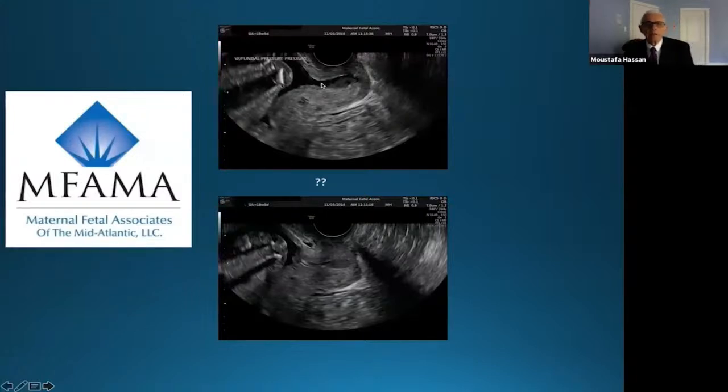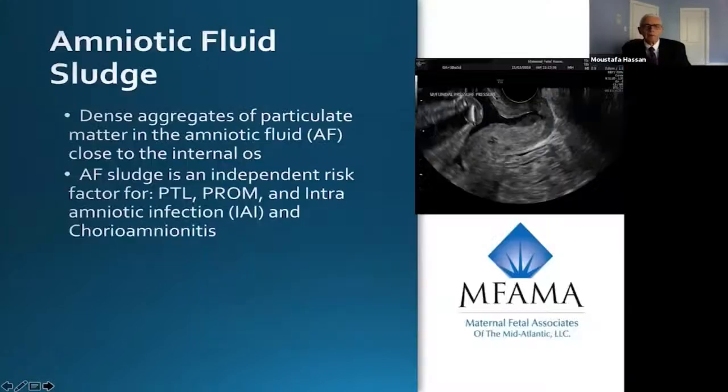Okay, what is this? Well, this is something you do not want to see. Sorry, here it is. What is this funny structure? Can anybody tell me? Okay, this is what we call amniotic fluid sludge. These are dense aggregates of particulate matter in the amniotic fluid close to the internal os. This could sometimes be the vernix of the baby, sometimes blood, but in our situation here, I would worry big time about infection.